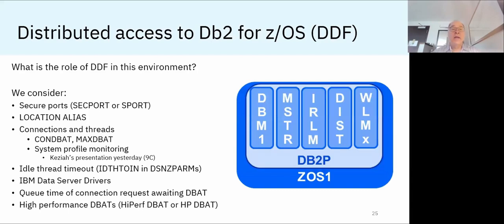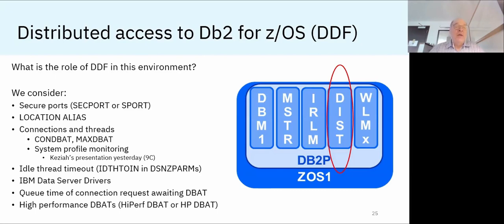Another thing we look at is distributed access. And so that would be the things that are coming in and out of DB2 through the DIST address space. One of our first questions is, what is the role of DDF in the environment? And what we find is that for most shops, DDF is the fastest growing volume of work, right? They still get a lot of work and organic growth in, say, CICS or IMS or MQ, but the DDF is where they're getting most of their growth.